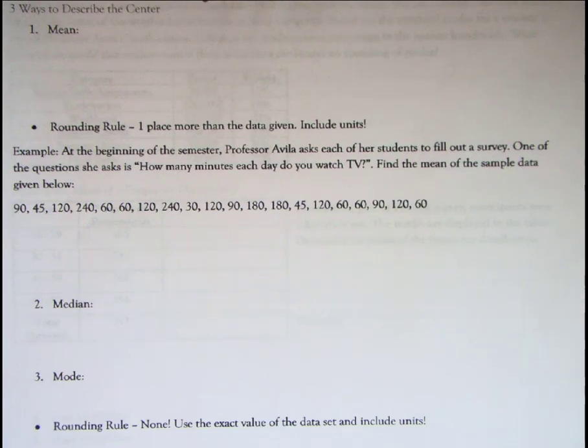There are three ways to describe the center of data. The first is the mean. This refers to the average of the data set. In general, when you take the average, you add up all of the data values and divide by the total number of data values. Now we're going to be working with two different types of means.